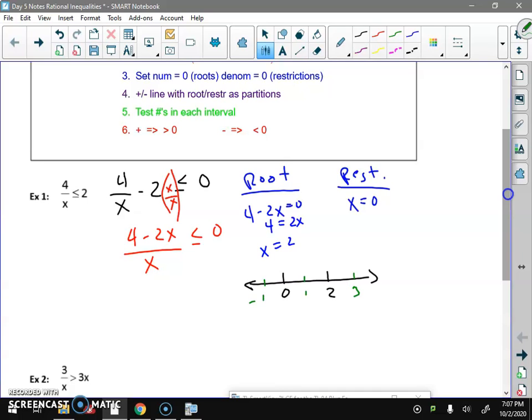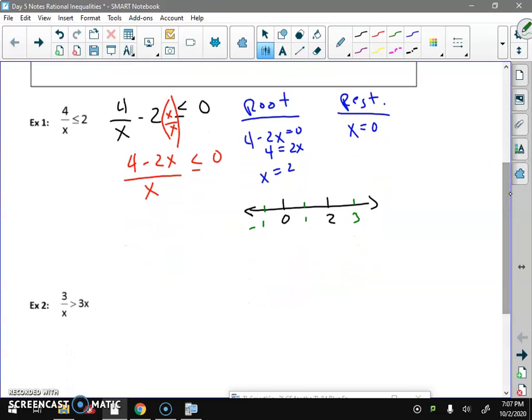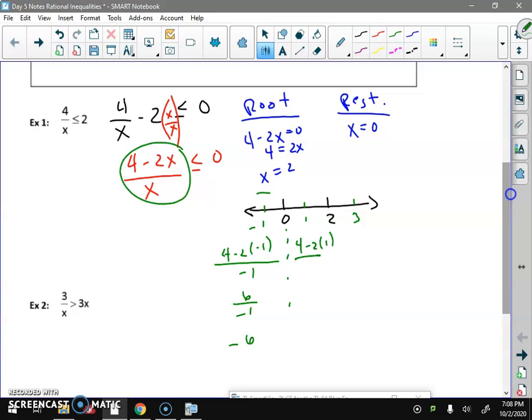When I plug it in, I'm going to show you the work a little bit more than I have in the past. I'm going to use this one right here, set to 0. 4 minus 2 times -1, all over -1. -2 times -1 is 2. 4 plus 2 is 6 over -1, also known as -6, is negative. 4 minus 2 times 1 over 1. 4 minus 2 over 1, 2, positive. 4 minus 2 times 3 over 3. 4 minus 6 is -2 over 3, negative.